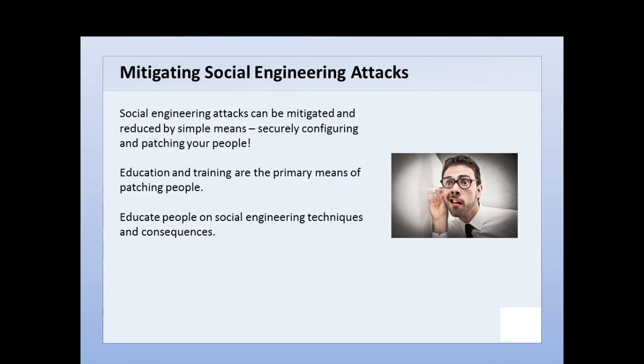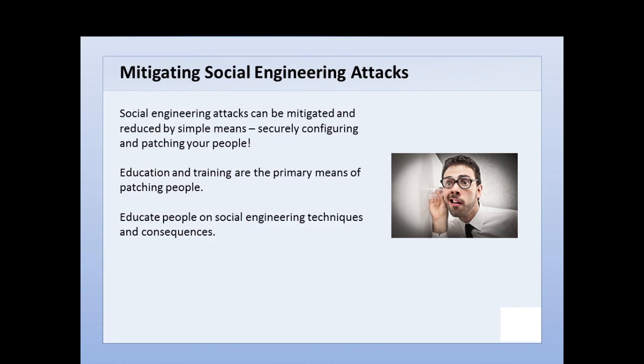So, how do we prevent these social engineering attacks, or at least mitigate the damage they can do to our organization and our people? Well, it's quite easy. You just simply securely configure and patch your people, right? Obviously, we know that's not the answer. We can patch and configure hardware and systems, but we really can't patch people. There is no patch for being a human being.